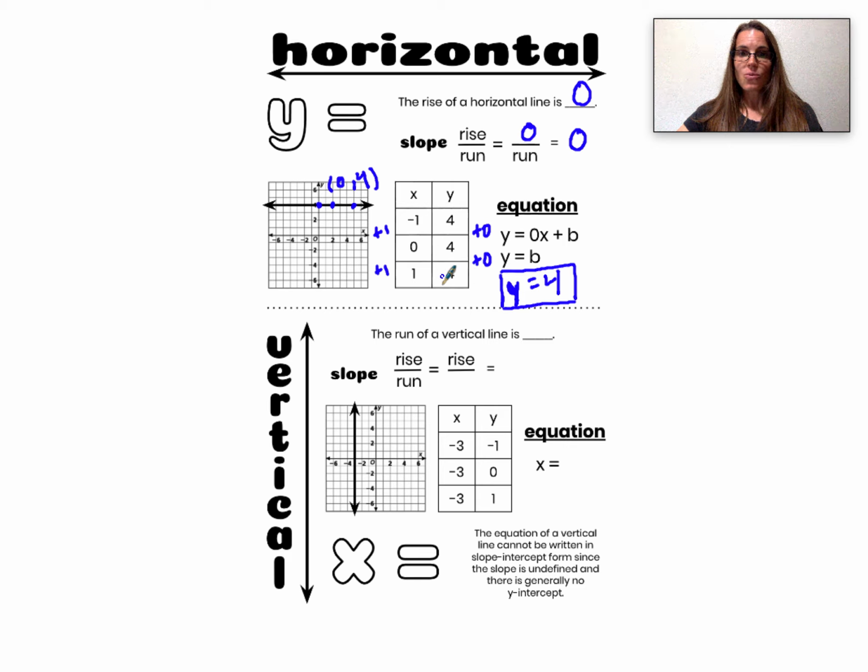In the table, the y value is always 4. On the graph, the y coordinate, no matter what x is, is 4. 4, 4, 4, 4. Y is always 4. My equation is y equals 4. In fact, for every horizontal line, since every horizontal line has a slope of 0, the equation will just be of the form y equals a particular constant, where the constant is that start value, and in fact, the y value of every point on the line.